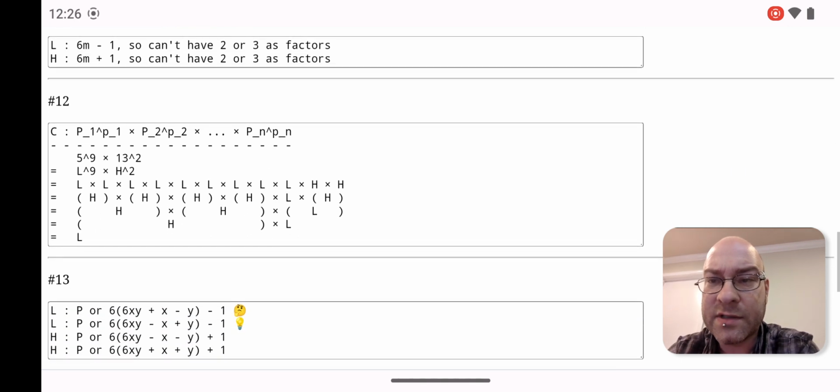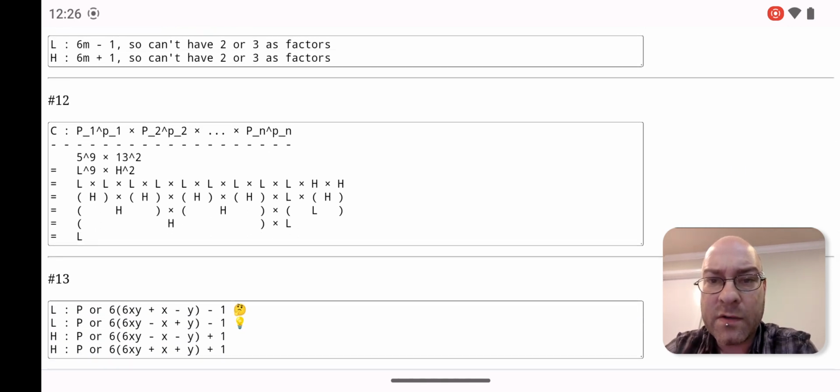Okay, so how about section 13? Section 13, we've got a little bit of a summary here. So a low number can be either a prime or it can be of the form that we established earlier, 6 times 6xy plus x minus y, all of that minus 1. But x and y are just sort of arbitrary non-zero positive integers, so we can actually get the same thing by switching around the plus and minus signs inside there. There's no reason that they have to be in that order.